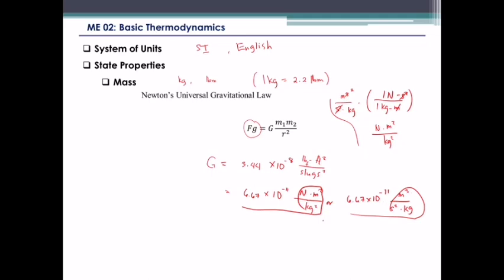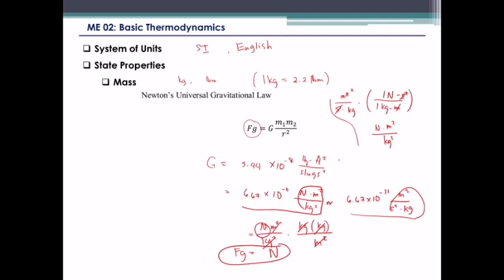If you have your unit in newton meter squared per kilogram squared, and then our mass in SI is in kilograms, M1 in kilograms, and M2 also in kilograms, and your R in meters, squared, so meter squared, the units cancel out. The kilogram squared cancels out, and the remaining unit of our FG, the gravitational force, is now in newtons.